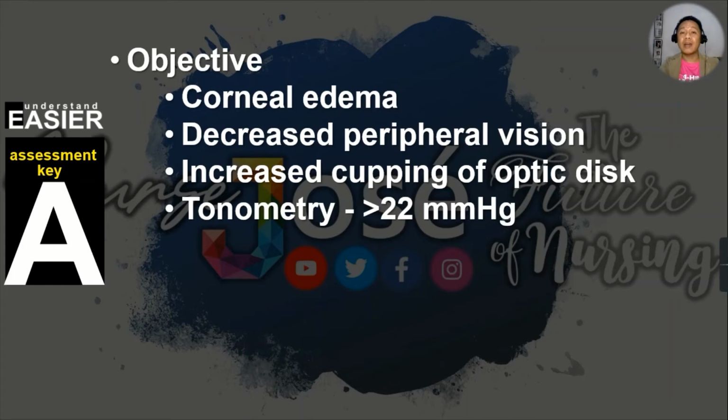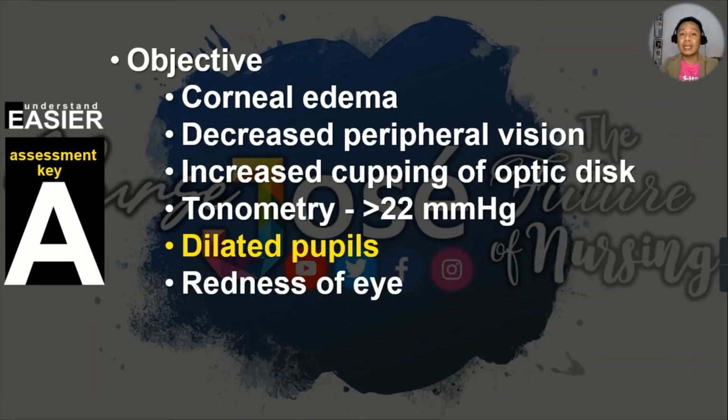And of course, via your tonometry reading, the patient will have an intraocular pressure reading of more than 22 millimeters mercury, in which normal is 10 to 21 millimeters mercury only. And of course, this patient is having dilated pupils. It is highlighted because it's a common board question: if this patient has dilated pupils, this patient will not be given mydriatics. And also this patient will have redness of the eye.